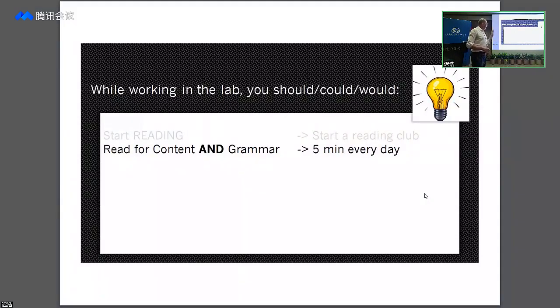Read for content and grammar. Do this 5 minutes every day. All you have to do is take one abstract, one day, and highlight all the different things you can find in there, things that we have talked about here. And let me tell you, you don't even have to take notes. Your brain will take notes for you. And the more often you do this, the easier it will be for you once you start writing yourself.